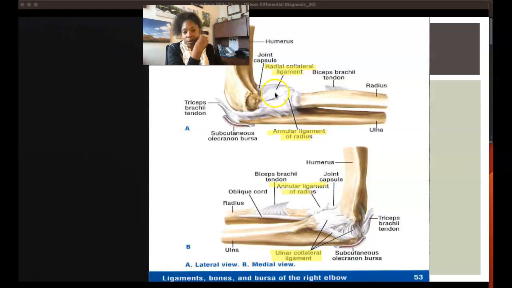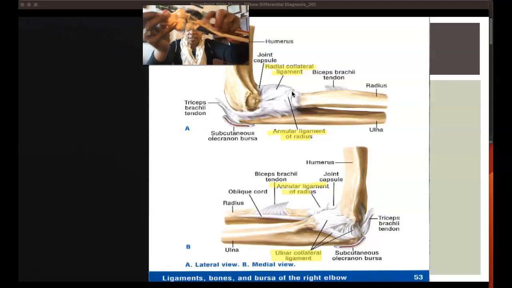So we have that radial collateral ligament, right? Mostly going to resist varus forces at the elbow. We have that annular ligament. As you can see, it's wrapping around that radial head, keeping it in its position, right? Because what do we know about the ulna? Remember, it sits within the trochlear groove here on the elbow, right? But then posteriorly, it also has something to keep it in its place.